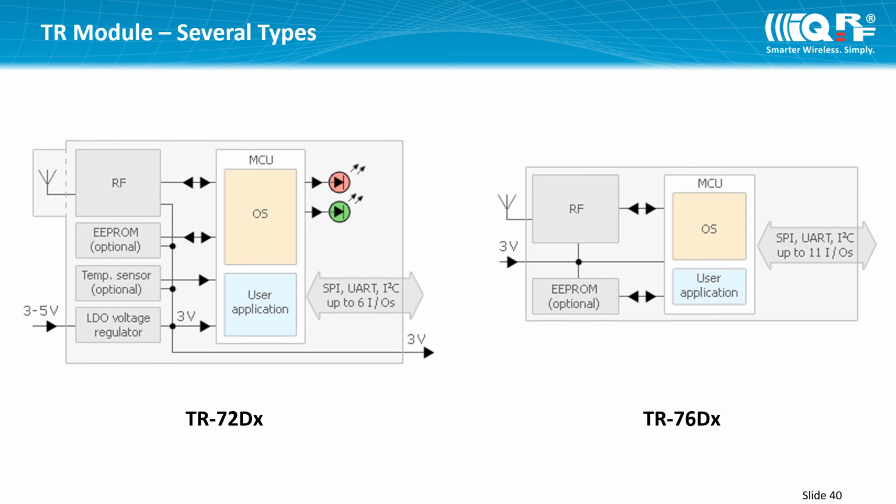Here you can see a comparison of block schematics of TR-72D and TR-76D modules. The TR-72D module is intended for the SIM connector. It has 6 I/O pins and contains the temperature meter, 2 LEDs, and the LDO voltage regulator, so it can be supplied from 5 volts. The TR-76D module is intended for soldering. It has 11 I/O pins and has no LEDs, no temperature meter, and no LDO. This module can be supplied from 3 volts.